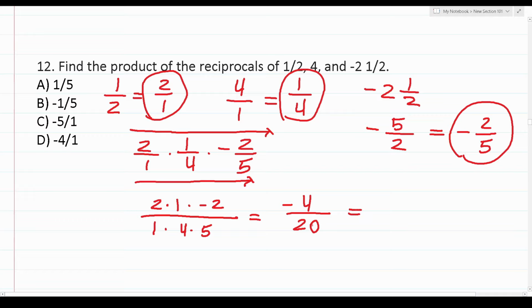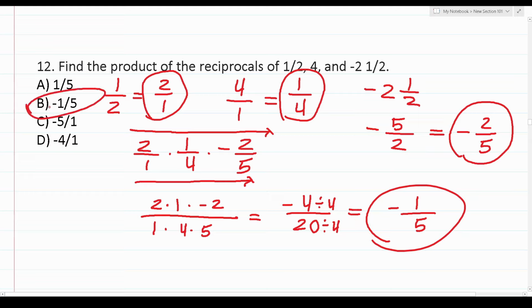And as it happens, we don't see this as an answer choice, which means there must be something we can do to negative 4 over 20 to get it to match one of our answer choices. And in this case, it should be pretty obvious that we can reduce this fraction by dividing the numerator and denominator by a common factor of 4. 4 divided by 4 is 1, so this is negative 1. And 20 divided by 4 is 5. So the product of the reciprocals of 1/2, 4, and negative 2 and 1/2 is negative 1/5, which is answer choice B in this case. All right, so that's that one.